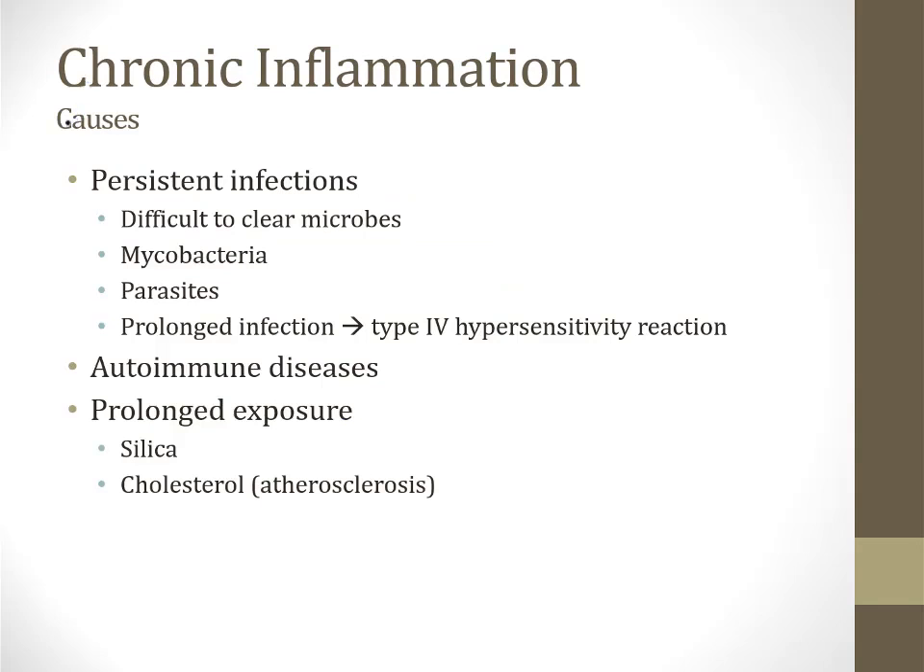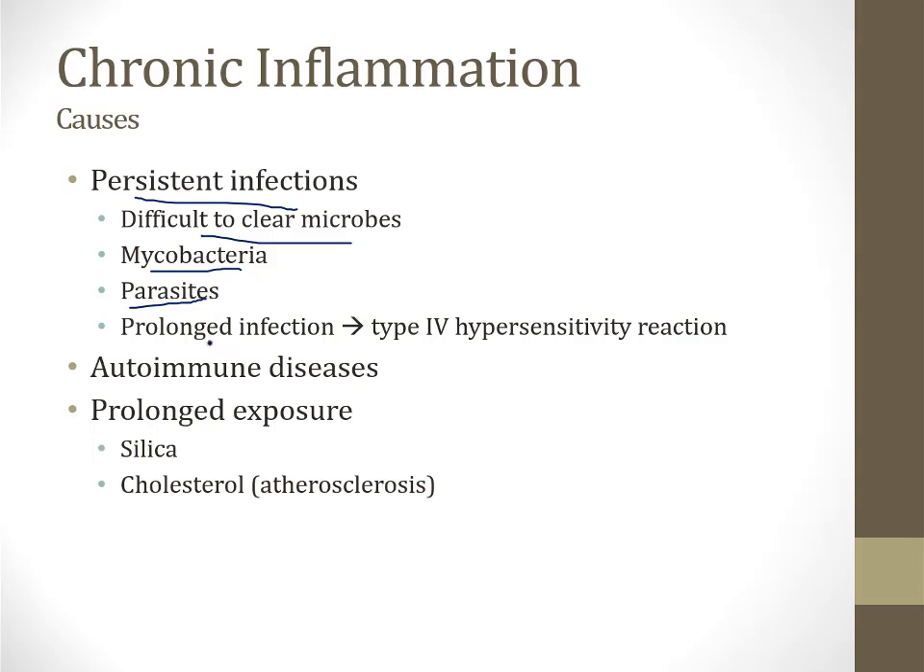So what are some of the potential causes of chronic inflammation? Well, there are some infections that are persistent. Certain microbes are very difficult for the immune system to clear. For example, mycobacteria, especially tuberculosis, often lead to chronic inflammation. There are also a number of parasites like helminths that are very difficult for the body to eradicate, and they can lead to chronic inflammation.